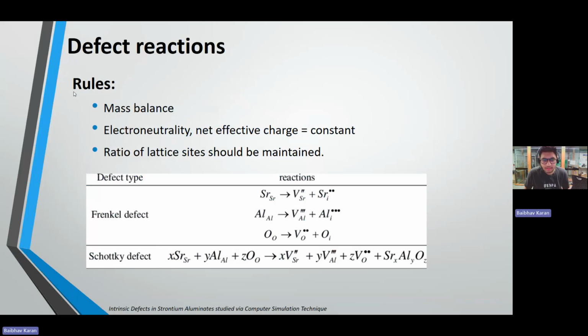So this is just the defect reaction, how it is written. In Frenkel defect, what is Frenkel defect? In Frenkel defect, there is a missing of positive atoms. These positive atoms are cations, and these positively charged elements go and sit somewhere else.